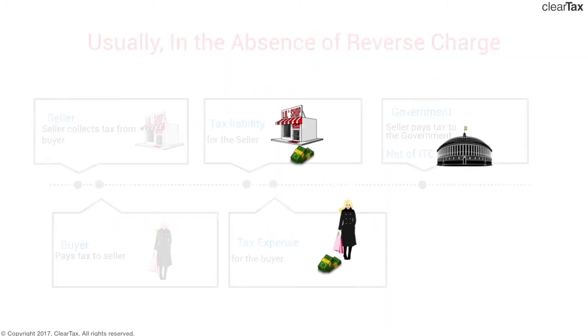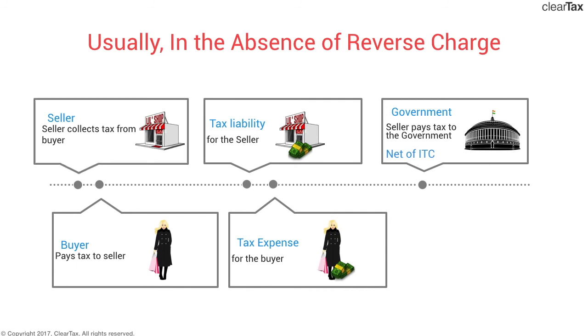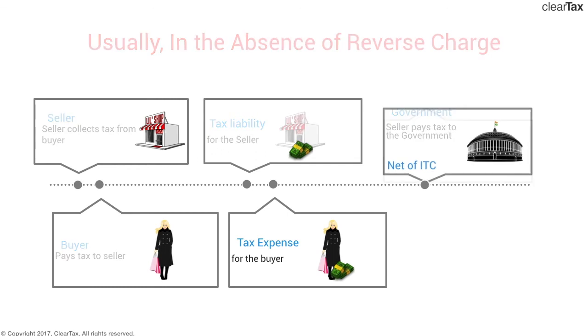So usually, in the absence of reverse charge, the seller would collect tax from the buyer. The buyer obviously will have to pay tax to the seller. It is the seller's liability to remit this tax to the government. The tax expense is still on the buyer because the buyer has paid this tax to the seller. The seller can claim input tax credit to pay this tax collected from the buyer to the government.